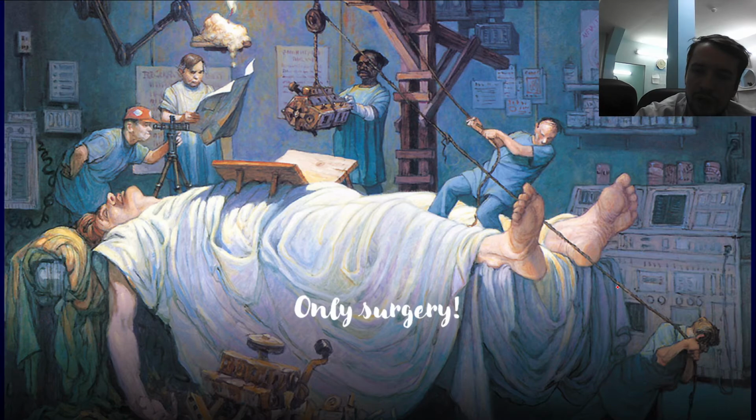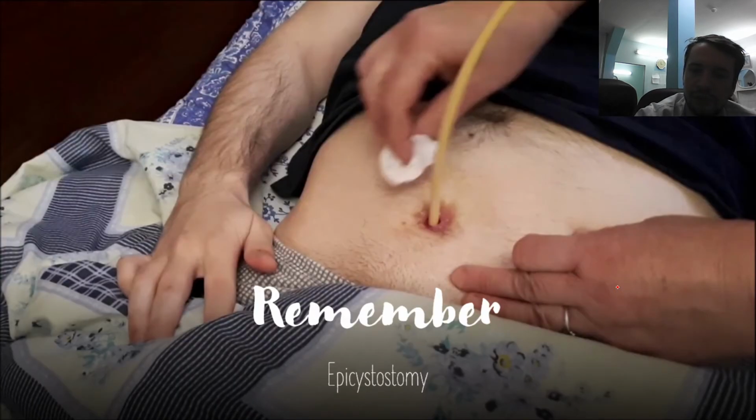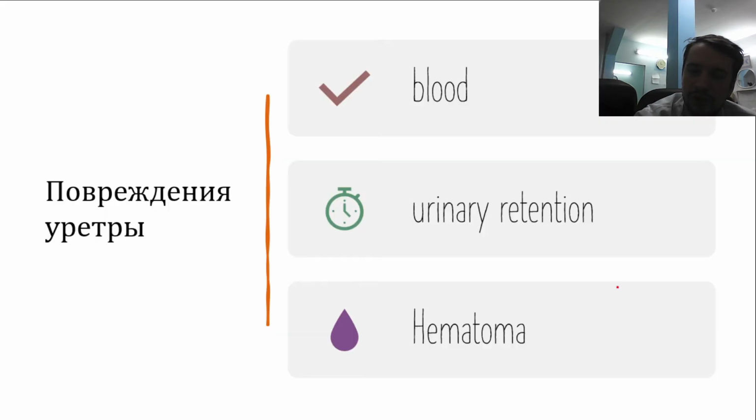When we talk about bladder injuries, this situation needs to be treated only by surgery. Remember about epicystostomy. A prerequisite for the completion of the operation for extraperitoneal rupture of the bladder is the removal of urine from the bladder through an epicystostomy and drainage of the peritoneal space.